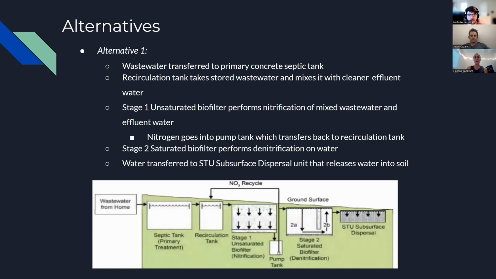Alternative one consists of wastewater being transferred to a primary concrete septic tank. A recirculation tank then takes the stored wastewater and mixes it with cleaner effluent water. A stage one unsaturated biofilter performs nitrification of the mixed wastewater and effluent water. Nitrogen goes back into the pump tank, which then transfers back to the recirculation tank. A stage two saturated biofilter performs denitrification on the water. Water is then transferred to the STU subsurface dispersal unit that releases water into the soil.